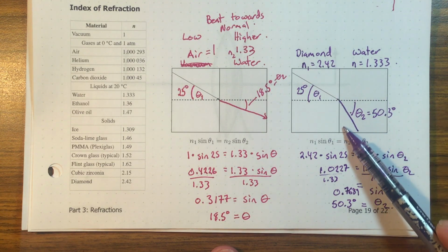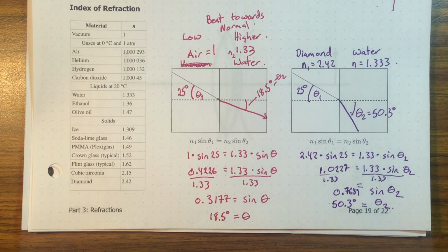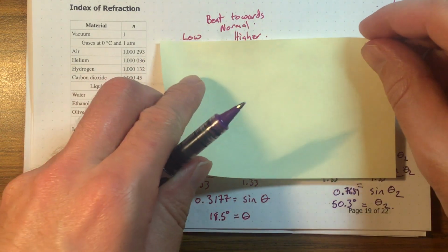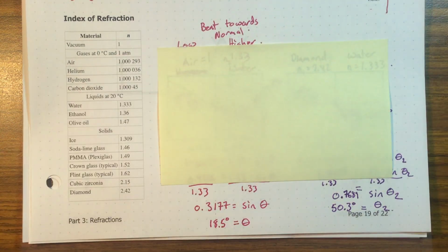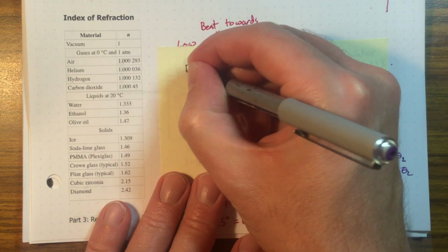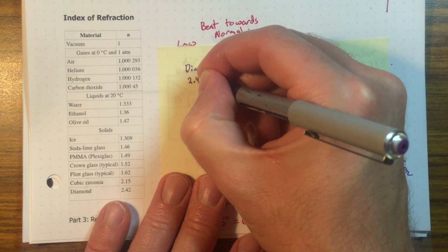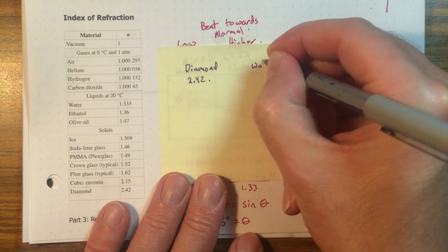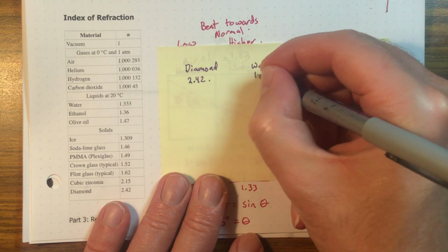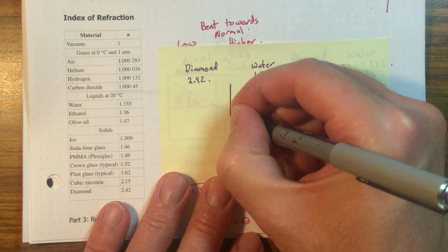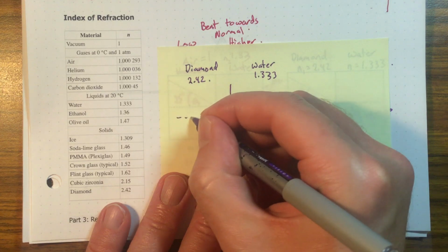Could it keep bending and bending and bending forever? Well, let's see what happens. We're going to do this diamond and water again. Diamond at 2.42 and water at 1.33. Here's our barrier. Here's our normal.